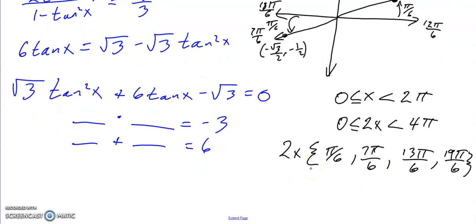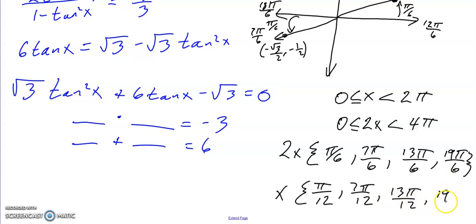Well, we didn't want 2x. We wanted x. So we're going to take all these radians and divide them by 2. To get x by itself, I would divide by 2. That's the same as multiplying by 1/2. So that's going to be pi over 12, 7 pi over 12, 13 pi over 12, and 19 pi over 12. So those are my answers for this double angle identity problem.